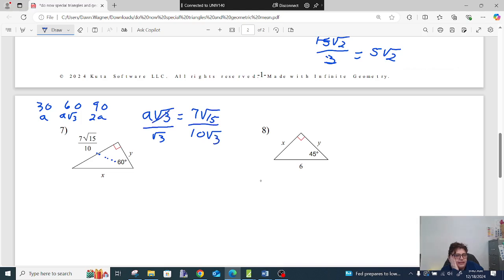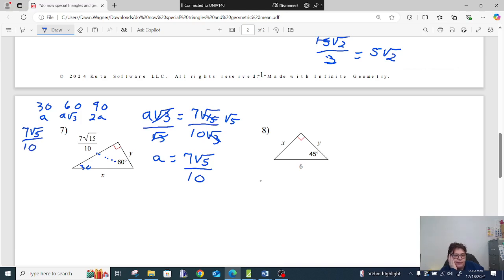So then this and this cancel. And I get a equals, because square root 15 can be divided by square root 3, you go ahead and do that. They're both in the square root. What is 15 divided by 3? So this then becomes square root 5. So you would write 7 square root 5 over 10. And that would be what's across from the 30, which is 7 square root 5 over 10.